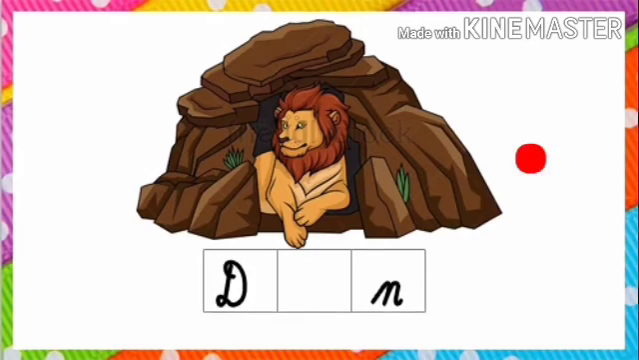Which picture is this? It's a picture of den. Den is a lion's house. Beginning sound is d, so letter is d. Ending sound is n, so letter is n. What about the missing sound of vowel? Which vowel sound comes here? E sound. So write letter E, it says e, and make the word complete. Den. Let's try one more picture.